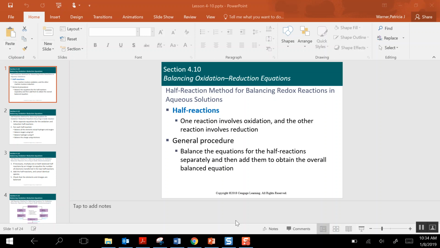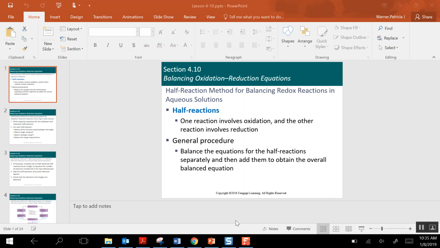Welcome to lesson 4.10. Today we're going to look at balancing oxidation reduction equations. Hopefully you've looked over lesson 4.9 and understand how to assign oxidation states. I briefly mentioned in that lesson that when we can add electrons to balance charge on both sides, those are the easiest types of oxidation reduction half reactions. So we'll look today at the more difficult types.